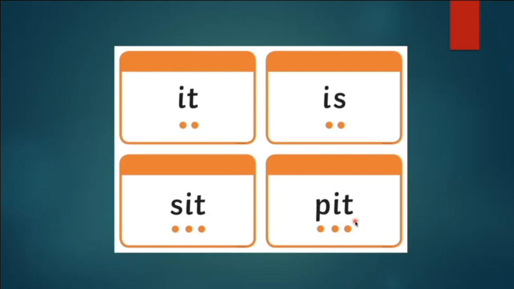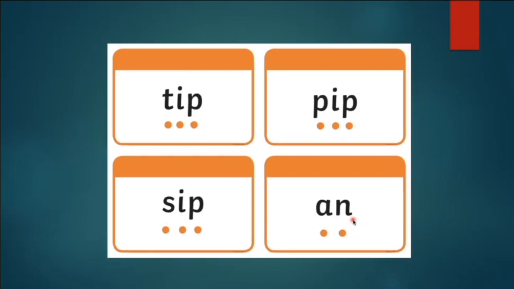Can you hear the word now? Pete. Can you hear the word? Yes, the word is Pete. Very good. Next one. Who can tell me how many sounds this word has? Let's count it. 1, 2, 3. All right. This word has 3 sounds.